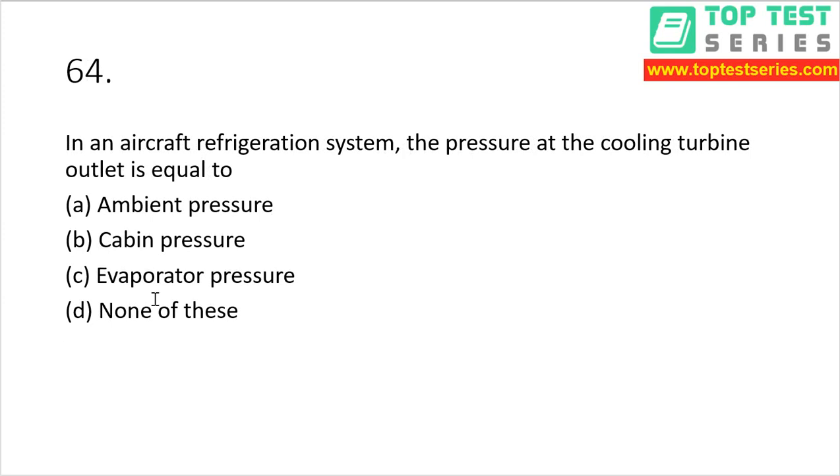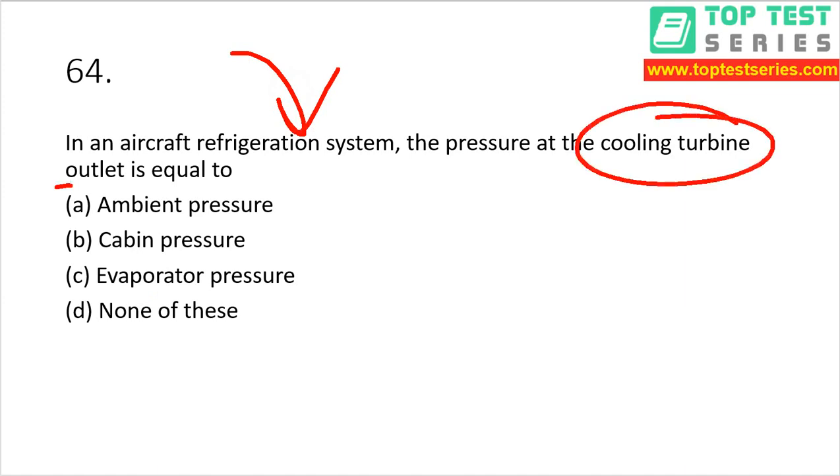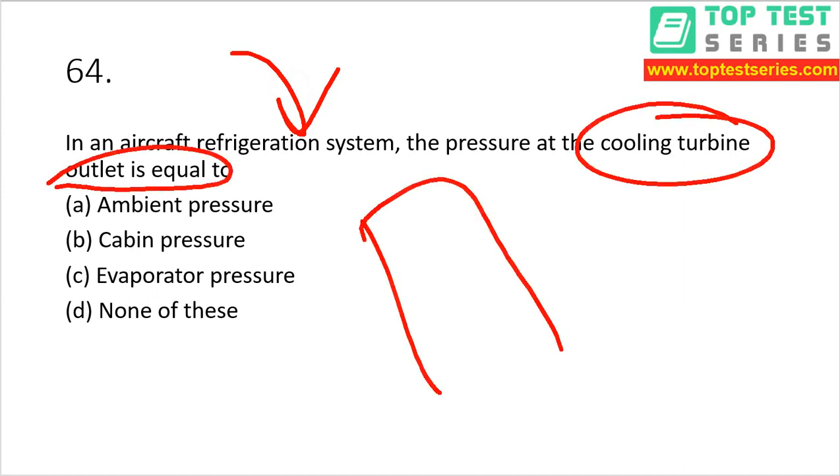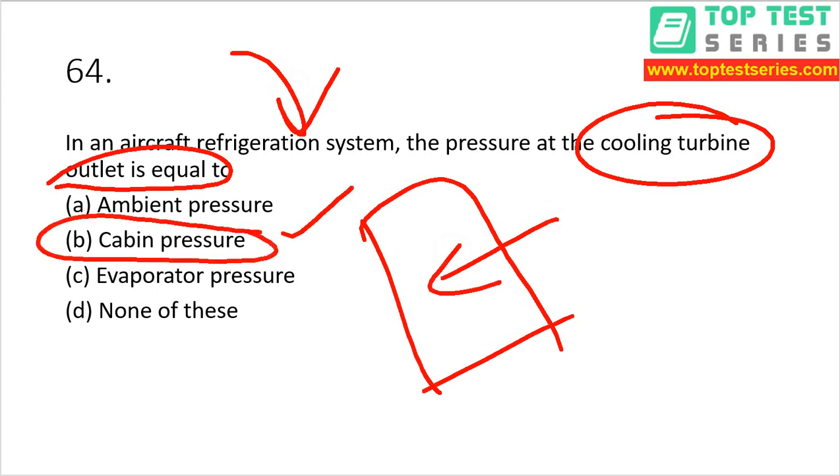In an aircraft refrigeration system, the pressure at the cooling turbine outlet is equal to what? In case of an aircraft refrigeration system, the pressure at the cooling turbine outlet is equal to the pressure where the people are sitting in the aircraft, that means cabin pressure. If it is not equal to cabin pressure, there will be a problem in the refrigeration effect and we cannot get good overall output. That is why it should be equal to cabin pressure. So option B is the correct answer for this question.